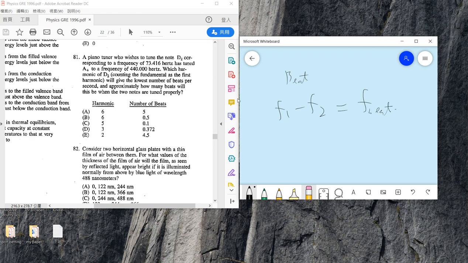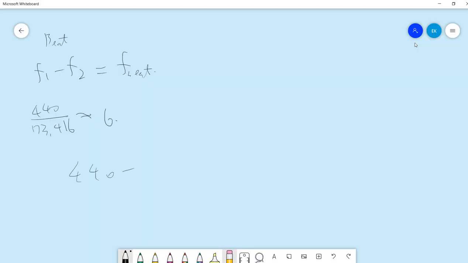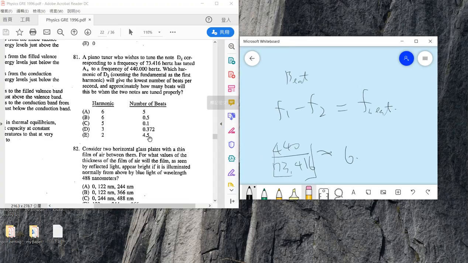So basically you have 73.416 and another is 440. So 440 divided by 73.410 is close to 6, right? So basically the closest is this one. I should take the floor. So this is 0.5. So the answer is 6 harmonics and 0.5. Six harmonics and 0.5. Answer is B.